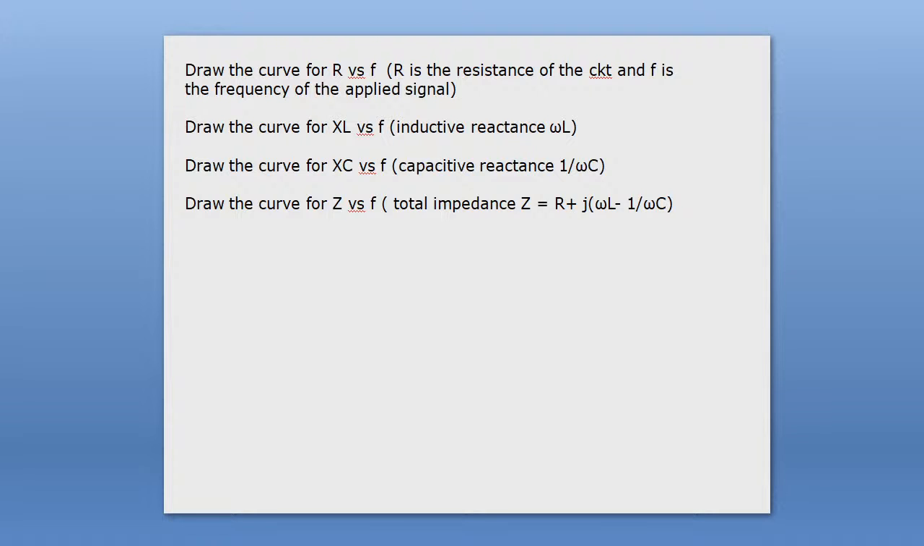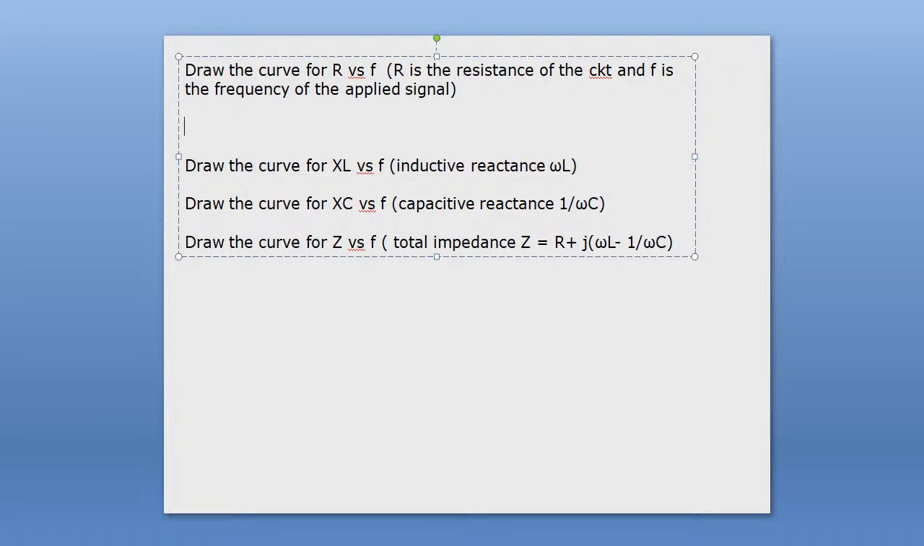Xi, Xc, it is somewhat exponential, and for total impedance it is right, Saiba. Now you are right. What about other students? Write your answer in your chat box. Okay, so therefore this curve will be, let me write the answer.